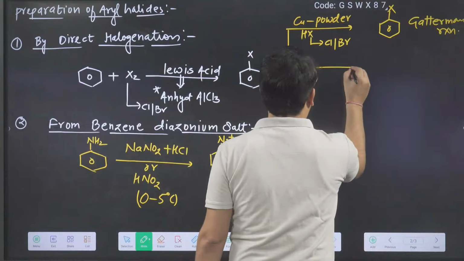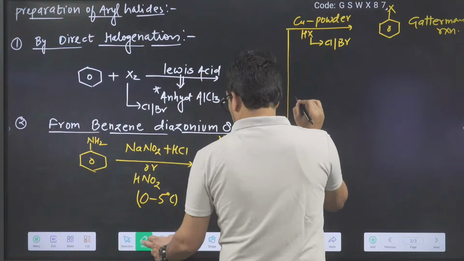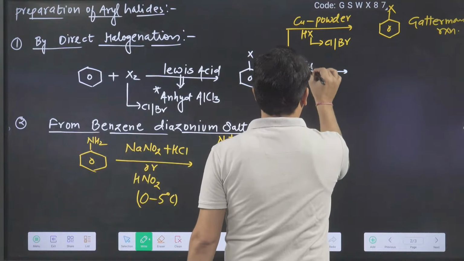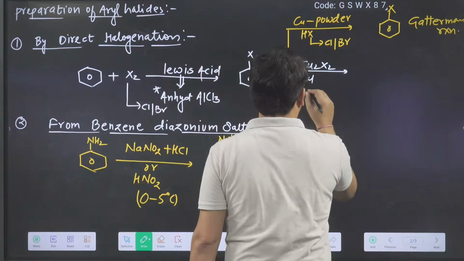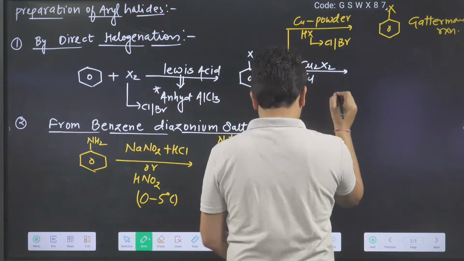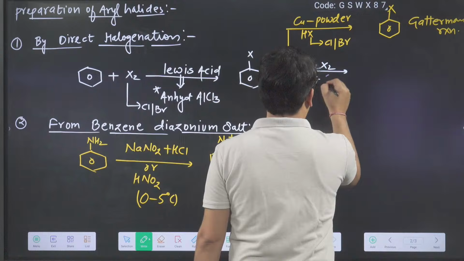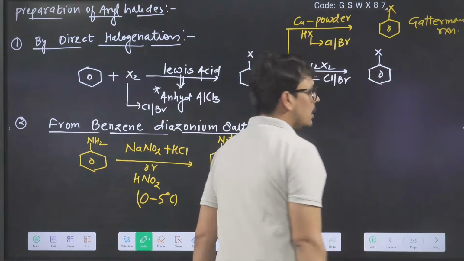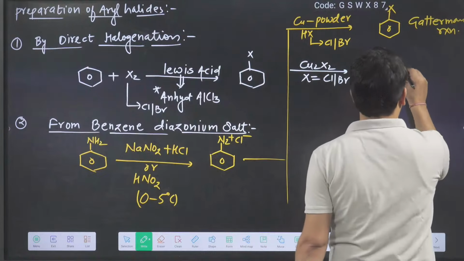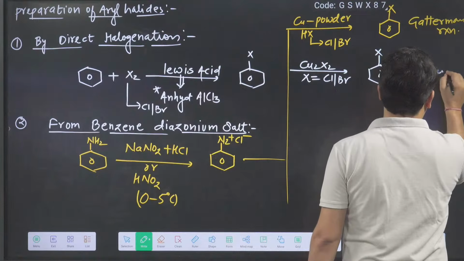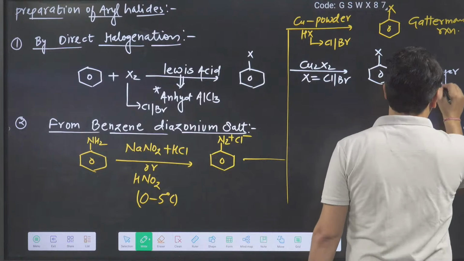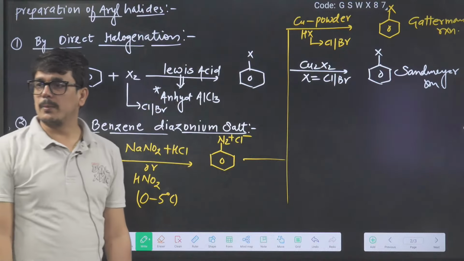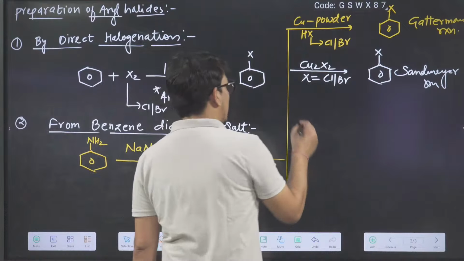Second, if I use Cu2X2, where X will again be chlorine or bromine, again you will get halobenzene. Now this time this is named as which reaction? Sandmeyer reaction.